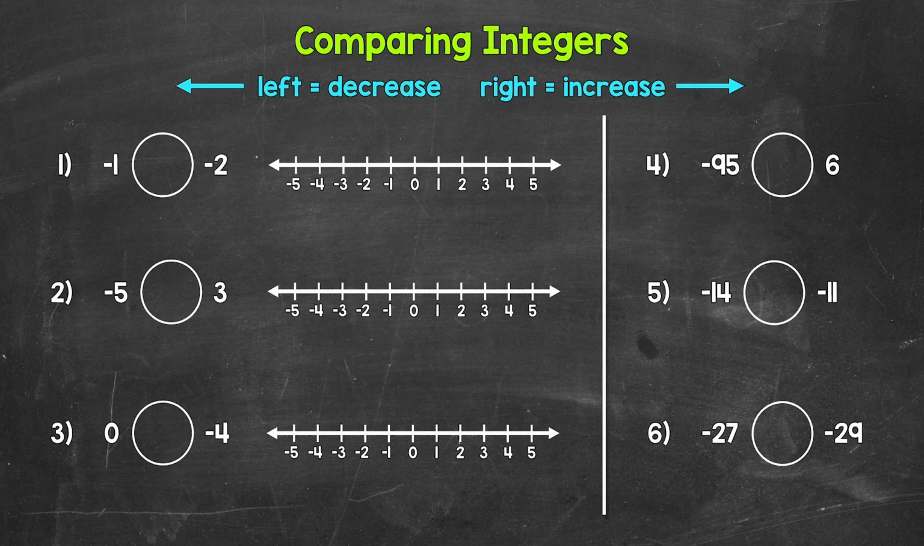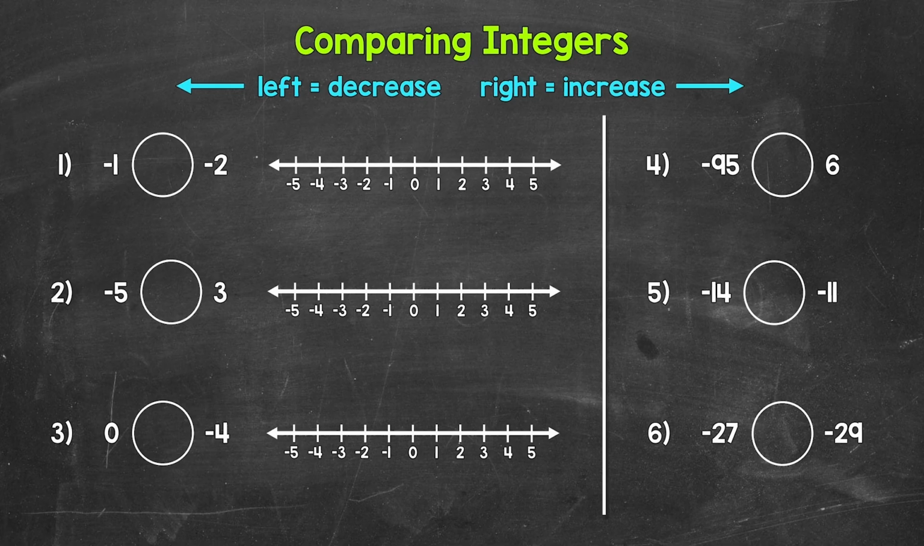Now, when comparing integers, it can be helpful to visualize the integers on a number line. Just remember, the further right on a number line, the greater the value. Numbers increase in value as we go right on a number line. On the other hand, the further left, the smaller the value. Numbers decrease in value as we go left on a number line.